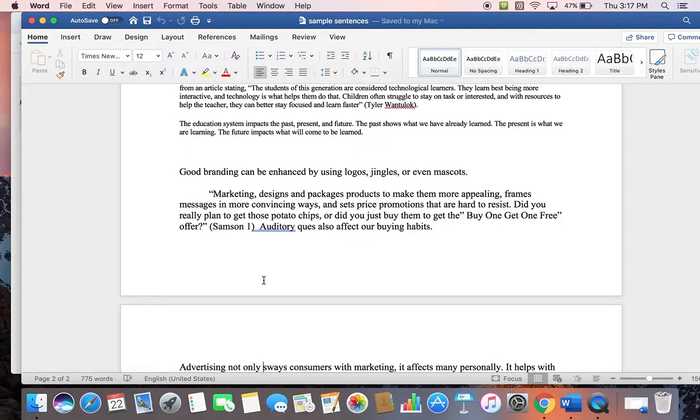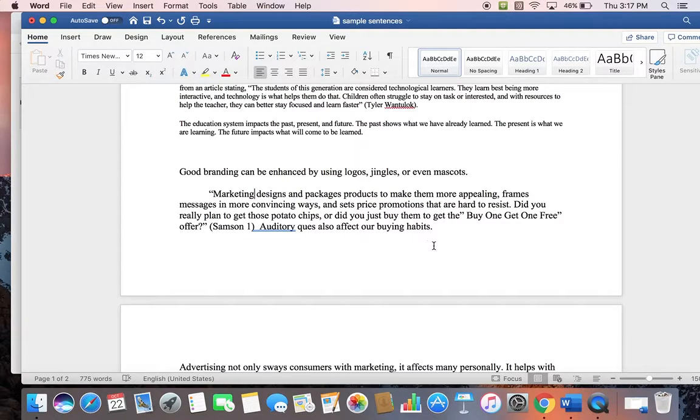And they don't have to. You could disagree with them. So let's look at this example. This is the end of a paragraph. Good branding can be enhanced by using logos, jingles, or even mascots. And the next body paragraph starts with, I think that comma's an error. Marketing designs and packages products to make them more appealing, frames messages in more convincing ways, and sets price promotions that are hard to resist.